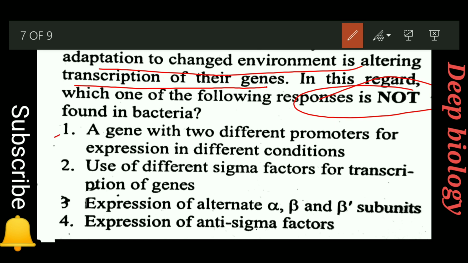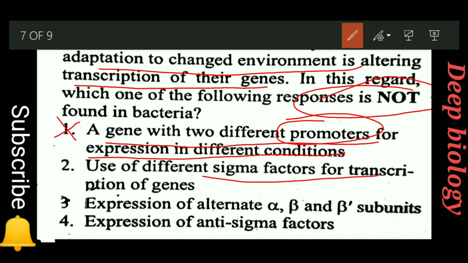First option is a gene with two different promoters for expression in different conditions. This is the right statement, because two different promoters can be used for expression of the same gene. For example, when the gene is expressed in root and when the gene is expressed in leaf, there are two different promoters. That's why one cannot be our answer. The second one is use of different sigma factors for transcription of genes. In different environmental responses, there are different sigma factors for transcription of genes. That's why second cannot be our answer.